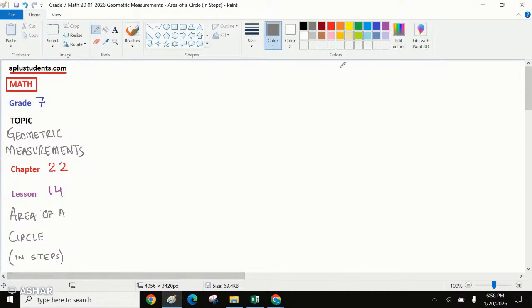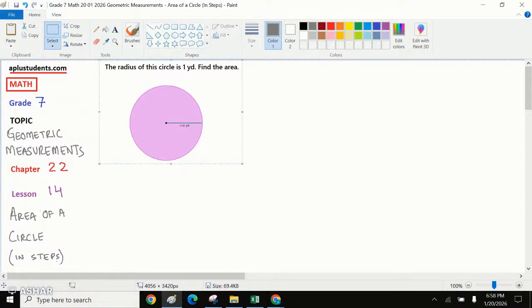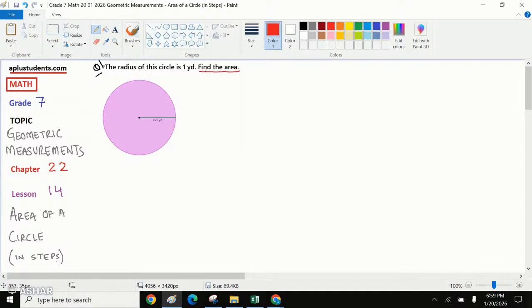So let's look at the topic. Let's go to grade 7, chapter 22, lesson 14. Okay. And let's try to find the area. So the first question that we have says the radius of a circle is 1 yard. Find the area of the circle. We know that in a circle, if this is the question that is given to us, and this is the circle provided, this is question number 1. We need to find the area of this circle, right?